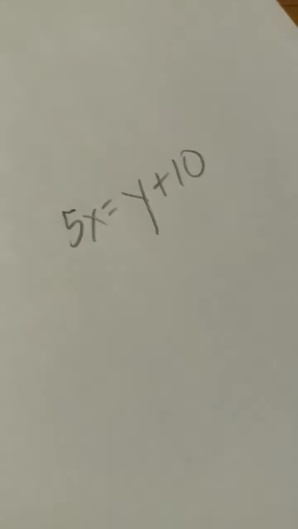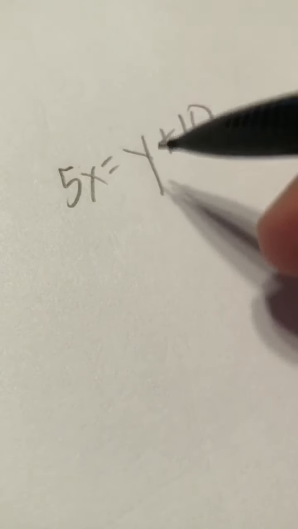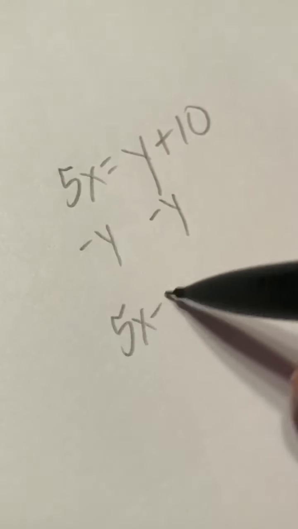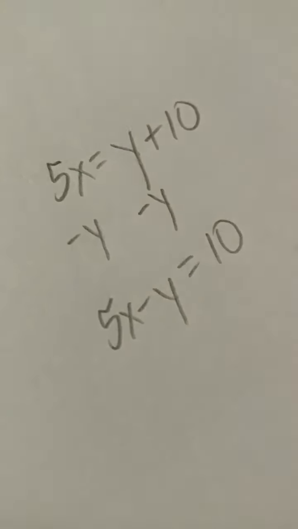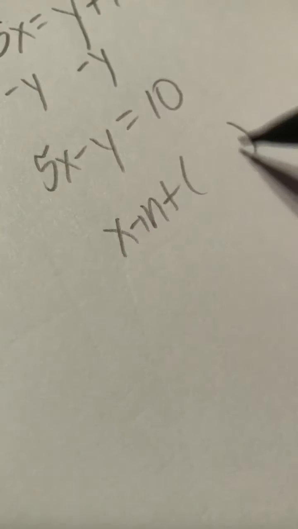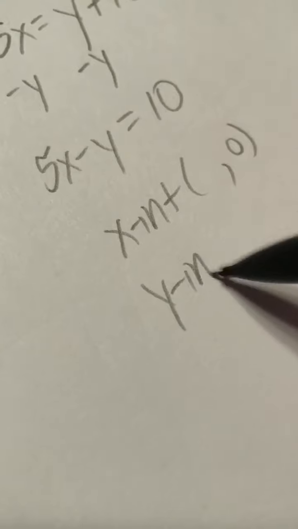The next one we're going to do is 5x equals y plus 10. Now, a lot of you are forgetting this part. For intercepts, we want the x and the y both on the left. So you need to subtract y. So 5x minus y equals 10. And then you can set up your x-intercept and your y-intercept. But you want that x and y both on the left, okay?